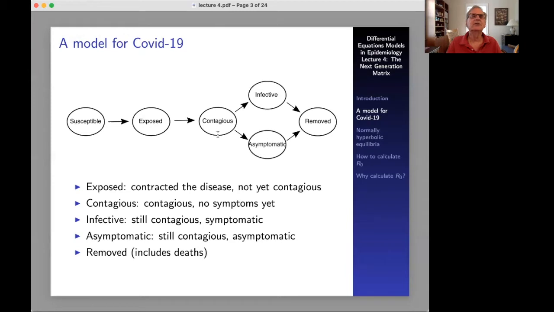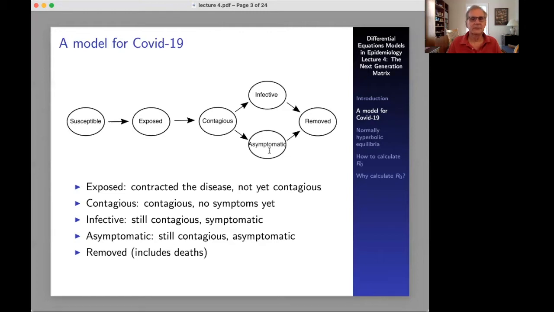After this stage, two things can happen. Either you develop full-blown COVID, you have symptoms, and we're calling this category infective. It's usually called symptomatic COVID, but it's sort of similar to the category we called infective in previous models. So we'll continue to use that word. If you don't develop symptoms, you develop what's called asymptomatic COVID. Here you've got the disease, but you don't know it. You don't have any symptoms. So people in both these compartments are infective, can pass the disease on to others.